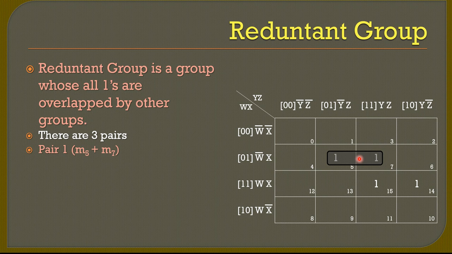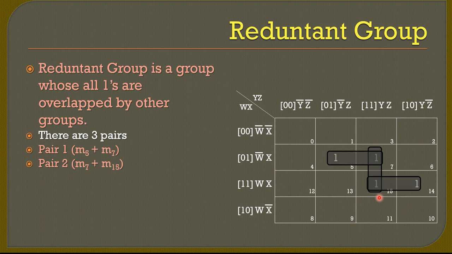Now the second pair you can observe here is 7 and 15. So this also makes a pair. You cannot mark 5 and 15 as a pair because diagonal values cannot be taken as adjacent values. Here 7 and 14 are also diagonal values that cannot be taken as a group or a pair. You can take only left to right or top to bottom. So that is the second pair, M7 and M15.